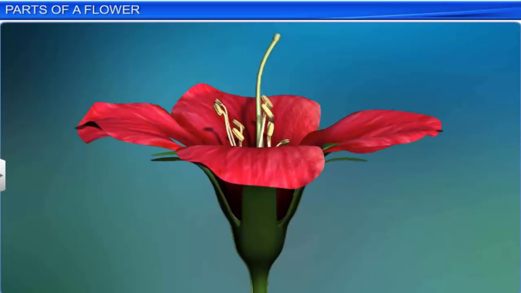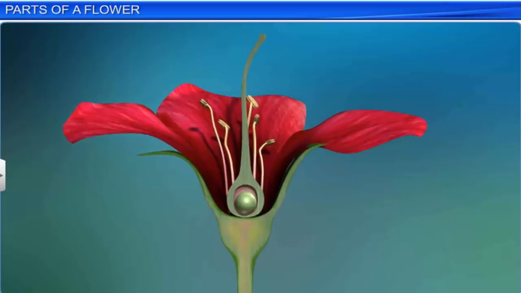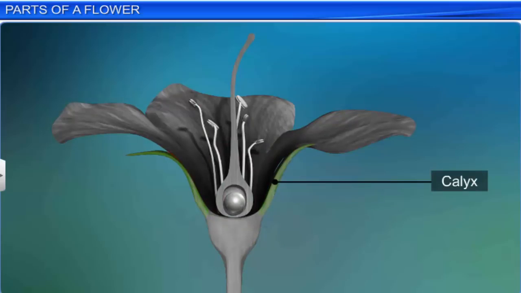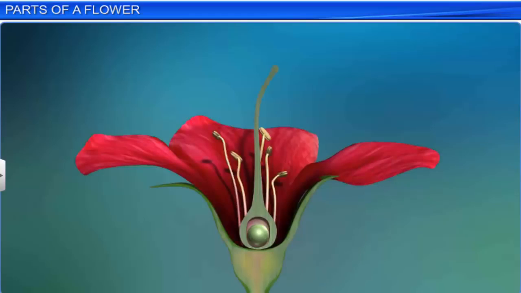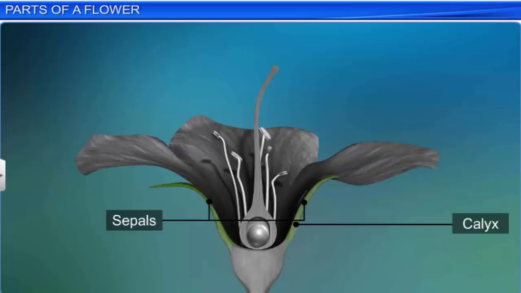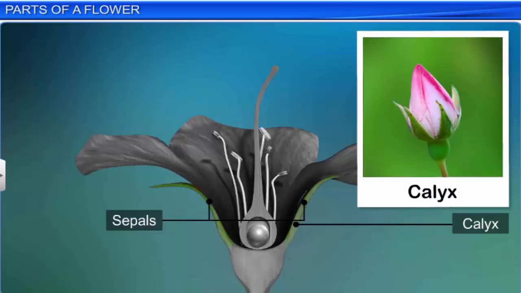Typically, a flower has 4 whorls: calyx, corolla, andrecium, and gynoecium. The outermost whorl is the calyx, which consists of sepals that are green, leaf-like structures that protect the flower in its bud stage.